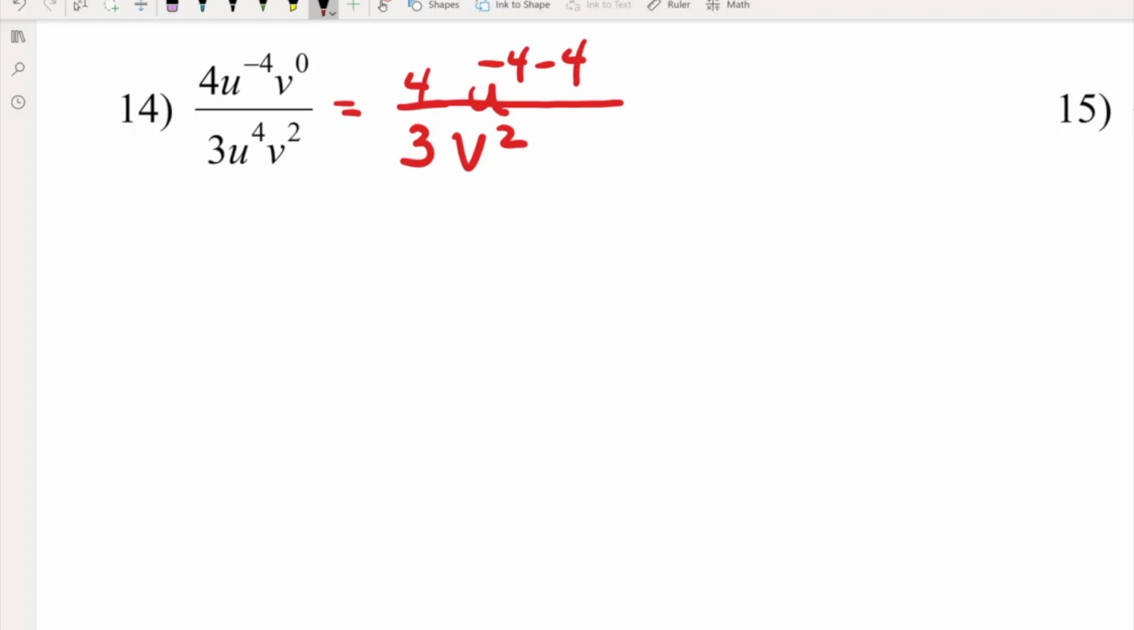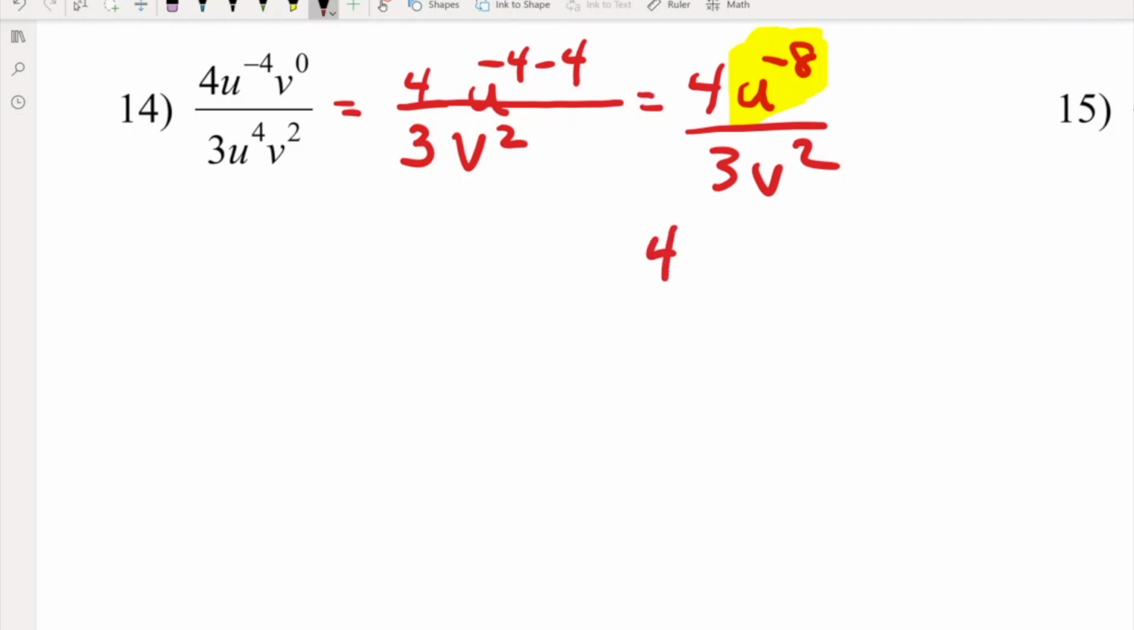Now let's figure out what's happening with u's. You have u to the -4 minus 4. So just look at -4 minus 4, and that's -8. So it's 4u to the -8 over 3v squared. And then one more thing, right? This u to the -8 is on the wrong side of the fraction. Let's move it to the other side of the fraction.